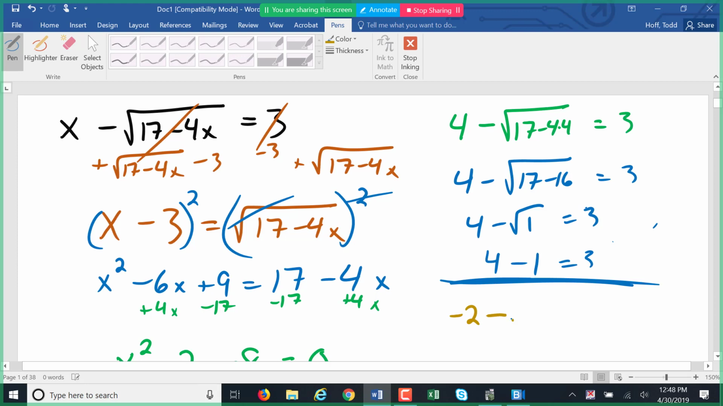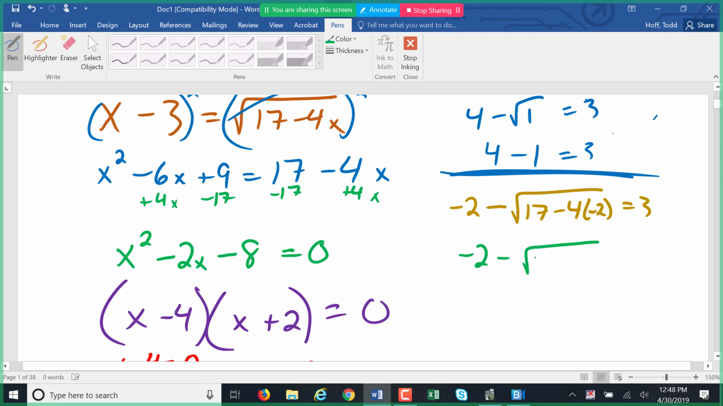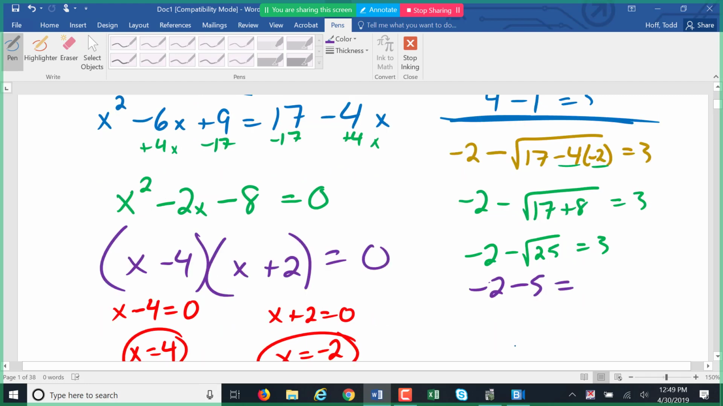So negative 2 minus the square root of 17 minus 4 times negative 2. Does that equal 3? Negative 2 minus the square root of 17. Negative 4 times negative 2 is a positive 8. 17 plus 8 is 25. And the square root of 25 is 5. Negative 2 minus 5 is not 3. So that doesn't work. Now you might argue the square root of 25 could also be a negative 5, which would work.